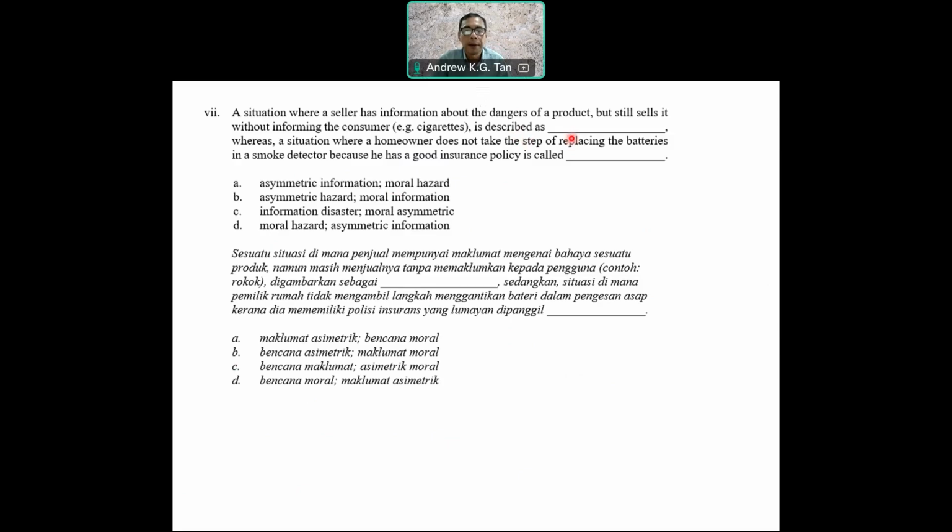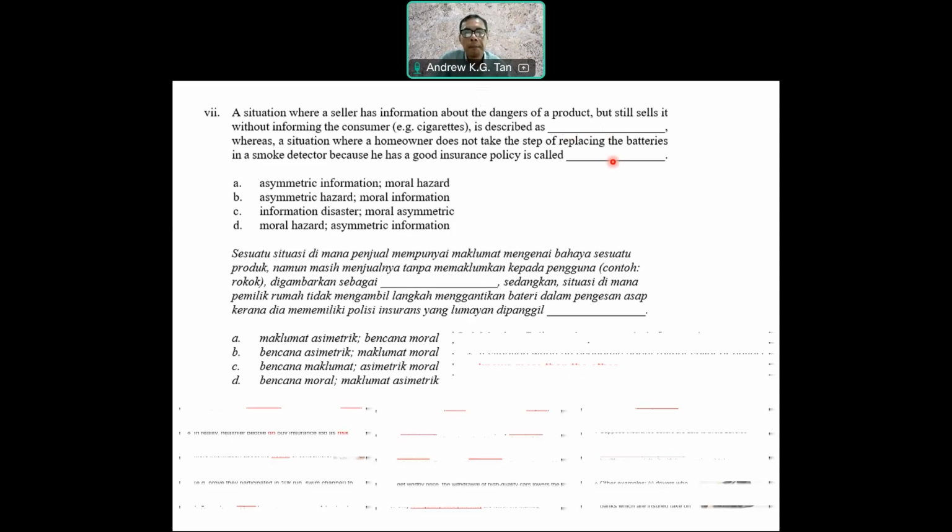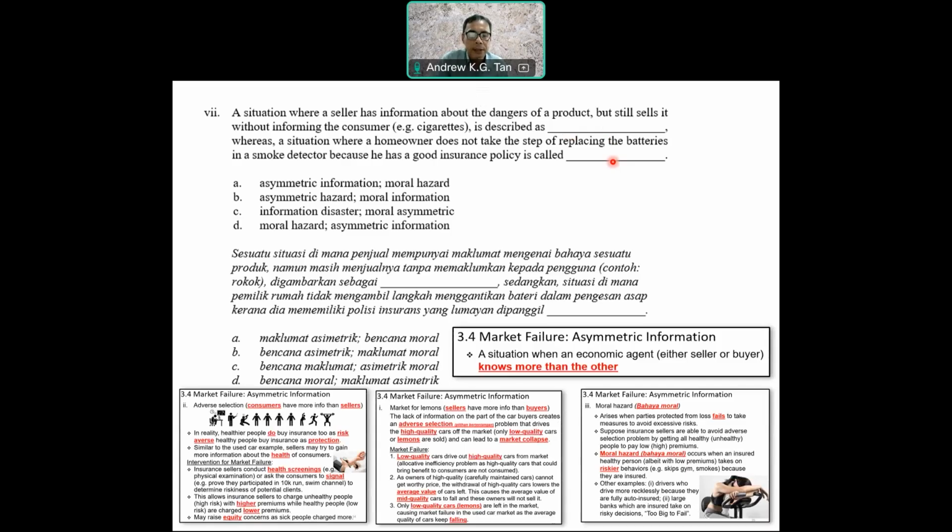Here, there is a problem of asymmetric information in the first part, whereby the seller has more information about the dangers of a product compared to the consumer. So this is asymmetric information here. But in the second part, since the homeowner has already bought a good insurance policy, he or she does not take the necessary steps to replace the batteries in a smoke detector. This is a situation of moral hazard. All right, so asymmetric information is where one party has more information than the other, while the other is moral hazard.